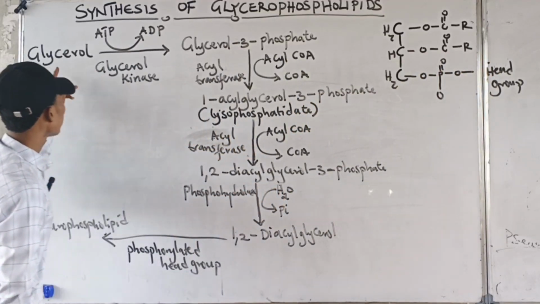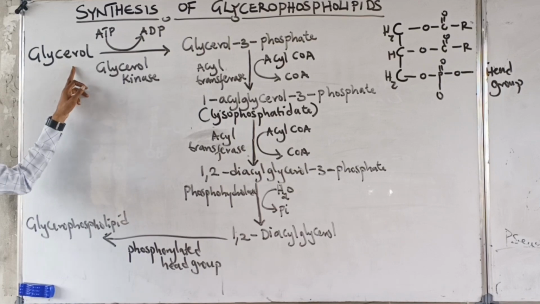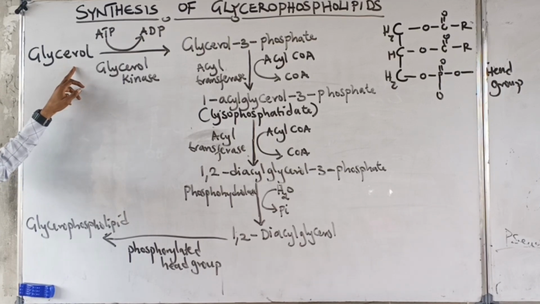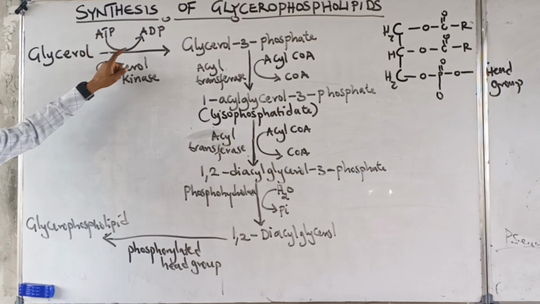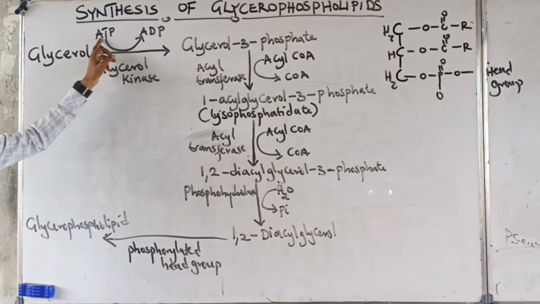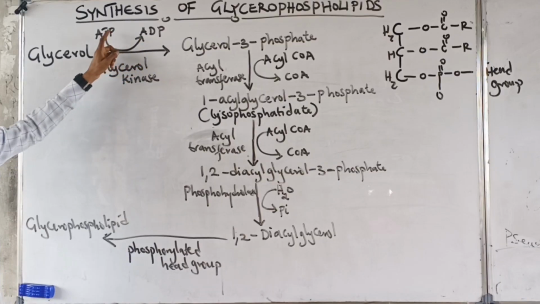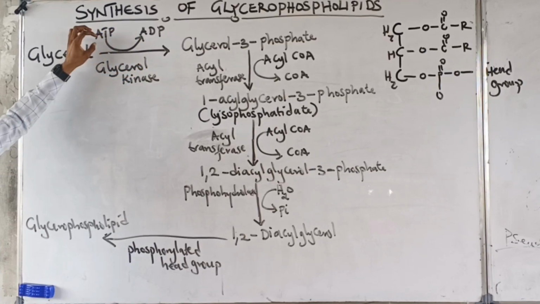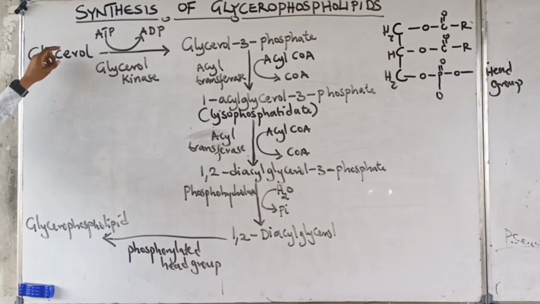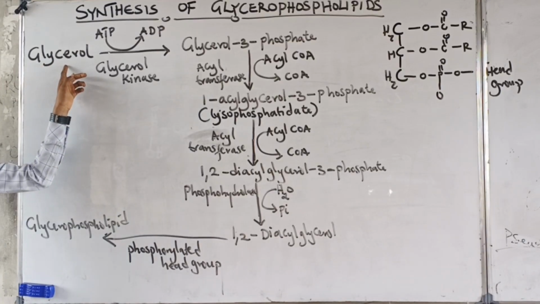Now, we are starting from glycerol. Then the first step is activation of glycerol, phosphorylation of glycerol. ATP comes in and leaves as ADP. If ATP is coming in and leaving as ADP, you agree with me that it is only one phosphate group we are taking from this. So the one phosphate group is attached to carbon 3 of glycerol.